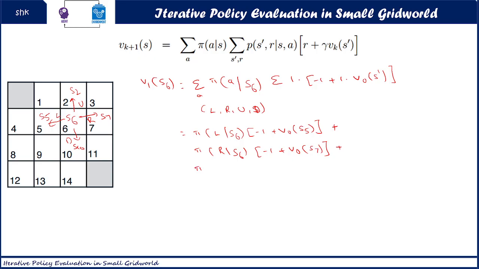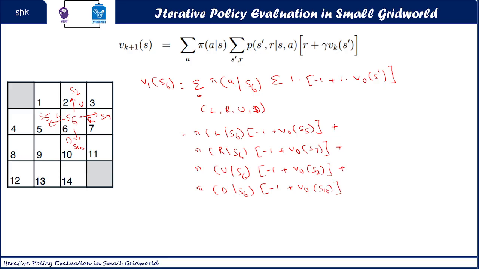Now we go for the upward action from the S6 state, -1 is the reward, and V naught of, when we are in the S6 state and if we take the upward action, we are going to transition to the S2 state, plus the probability of the down action from the S6 state, the reward is -1, V naught of, when we take the downward action, what is the state transition we are going to have? S10.